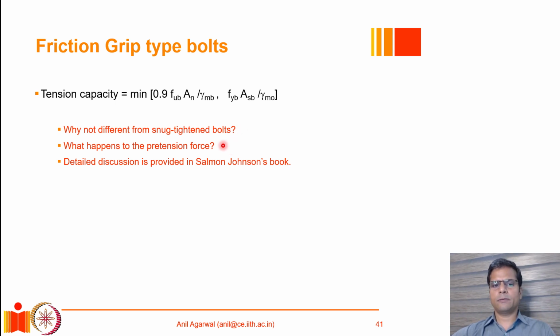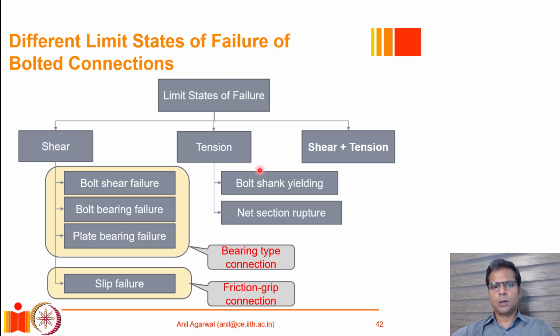How is that possible? That is a very counterintuitive kind of phenomenon, and it is explained very nicely in one of the reference books that I have mentioned in the beginning of this course, Salmon and Johnson's book. So I strongly recommend you to read that part. I'm not going to be able to explain that in this course, but it is recommended that you read through that material and develop an understanding of why that is the case.